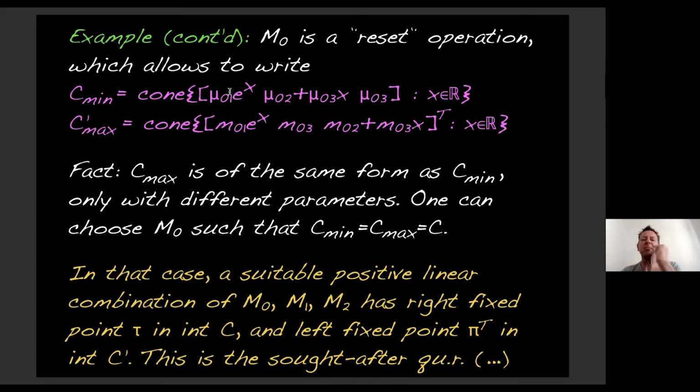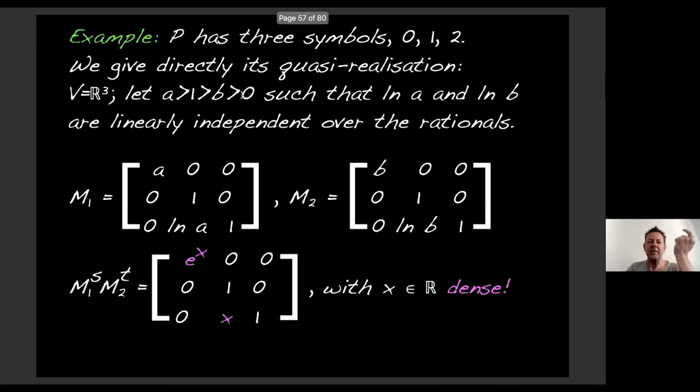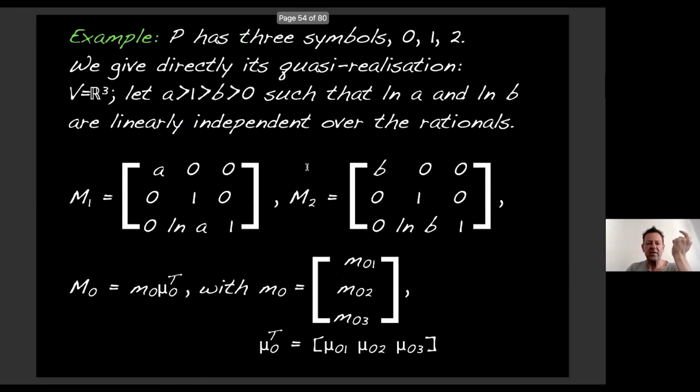I'm just applying these matrices to this vector here, and this covector here, because when M0 happens, what it does when you apply it to a vector is contract with mu zero, and it prepares this vector M0. And vice versa, if you apply it on the left to a density, it contracts with the M0, so it gives a number, and it gives a covector mu zero transpose, which is a constant.